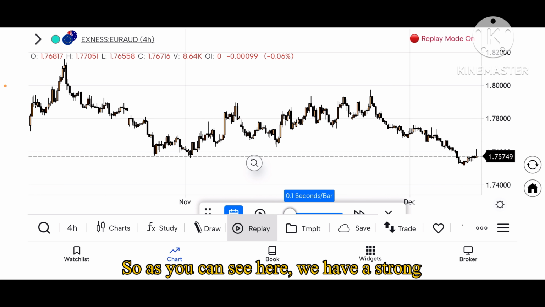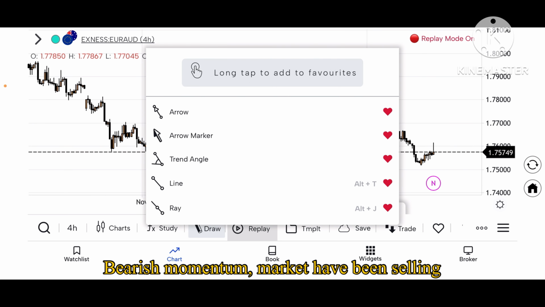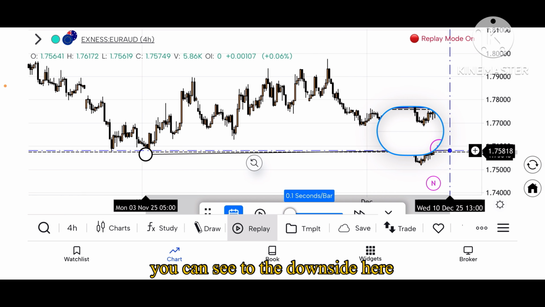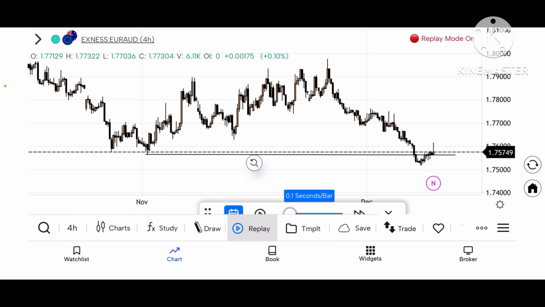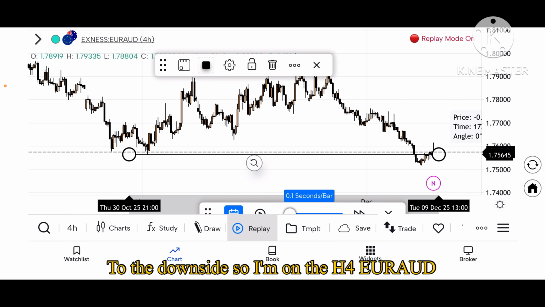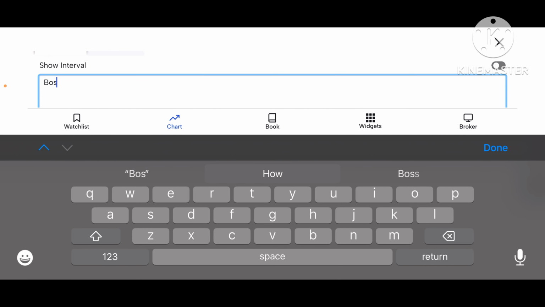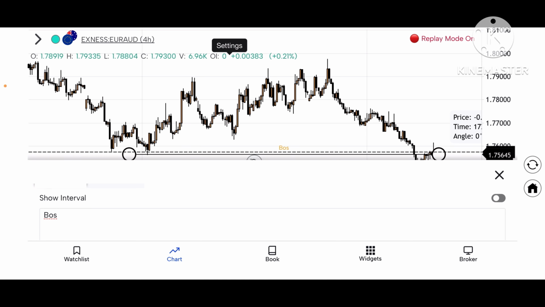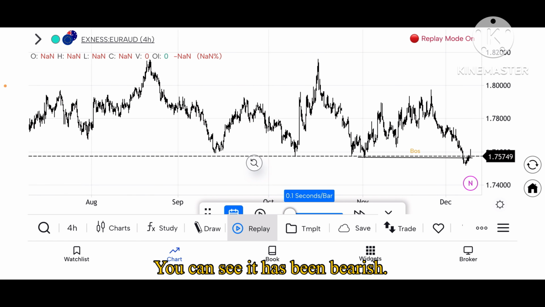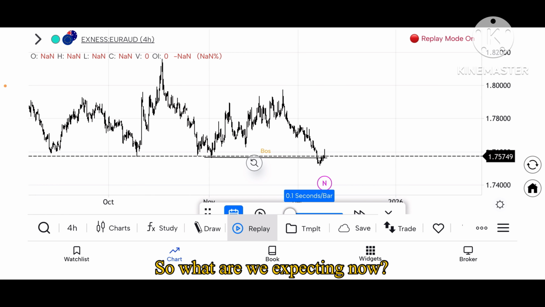So as you can see here, we have a strong bearish momentum. The market has been selling. You can see to the downside here, we have a break of structure to the downside. So I'm on the H4 EURUSD. So automatically our entry time frame will be the 15 minutes. As you can see, price has been very, very bearish. So what are we expecting now?